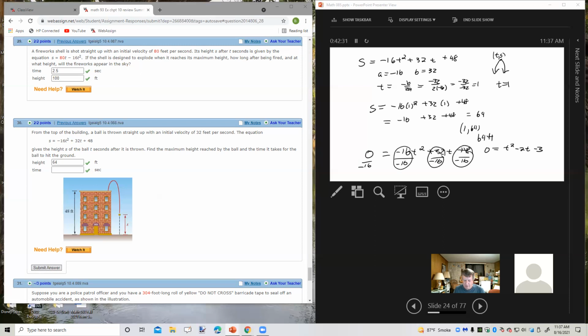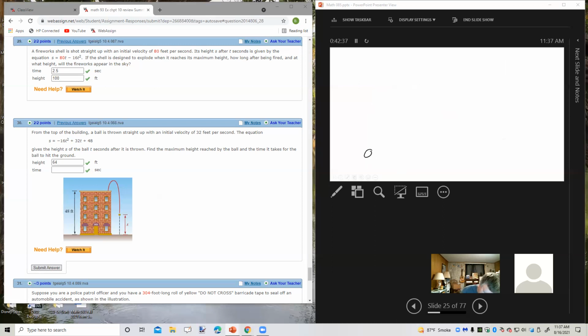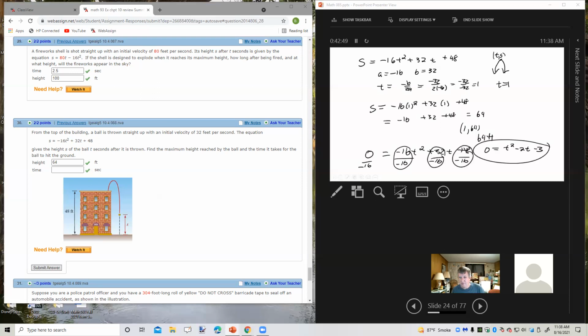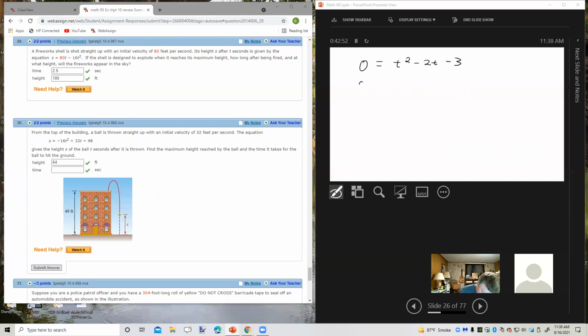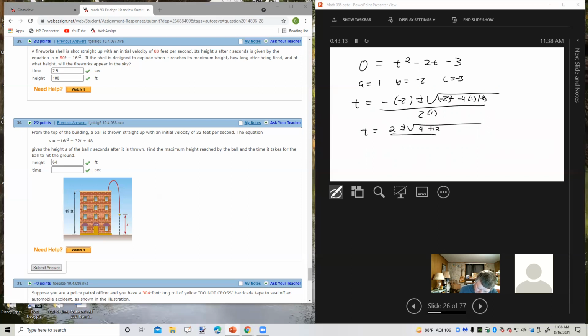Okay? Now I'm going to take this and go to the next page. t squared minus 2t minus 3, I think it is. I think that's right. Let's make sure. Yes. Okay. So a is 1, b is -2, c is -3. t equals -b plus or minus the square root of b squared minus 4ac all over 2a. t equals 2 plus or minus the square root of 4 plus 12 over 2.